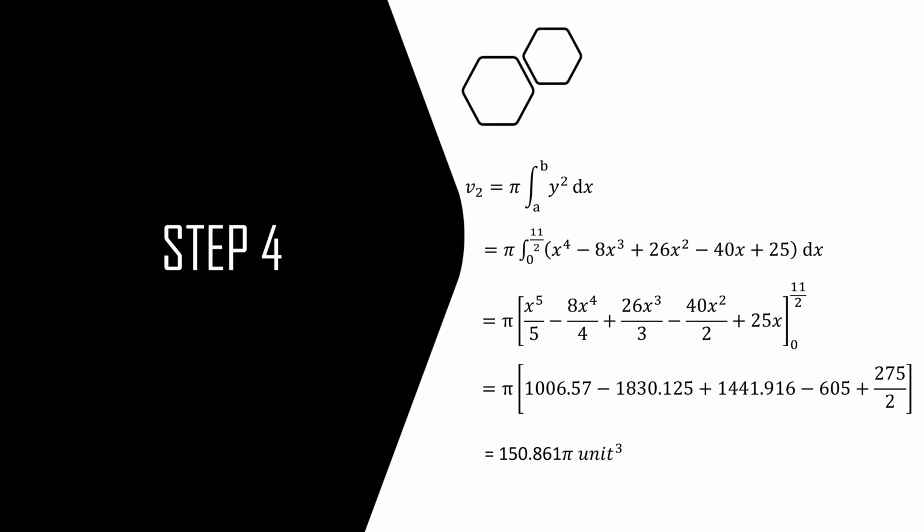1006.57 minus 1830.125 plus 1441.916 minus 605 plus 275 over 2. So the answer that we got for V2 is 150.861 pi unit cube.